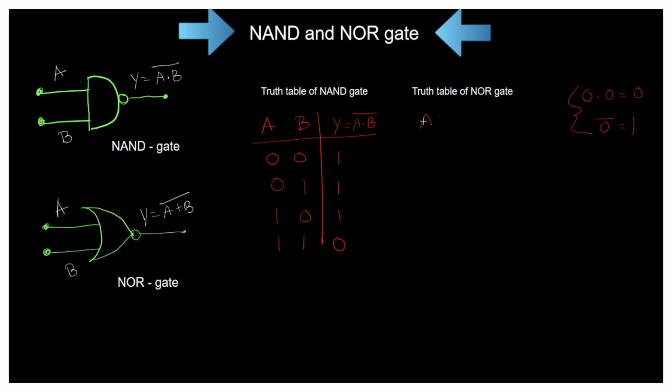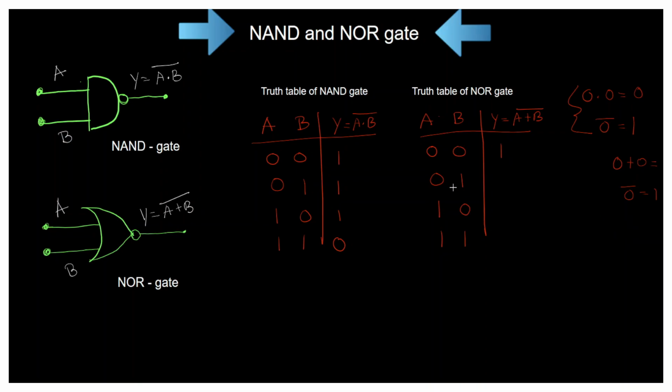Now if we take A and B as an input and Y as an output, then Y equals to (A plus B) bar. Let's write the combination 0 0, 0 1, 1 0 and 1 1. So now for 0 plus 0 is basically 0, like this. 0 plus 0 is 0, but the complement of 0 is 1. That's why we are writing here 1.